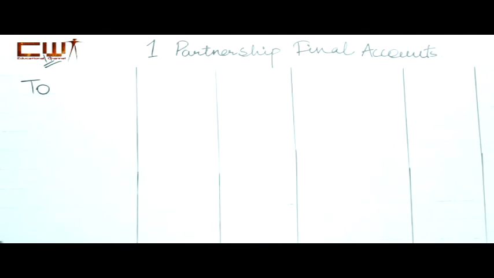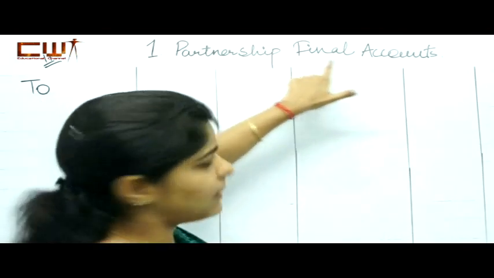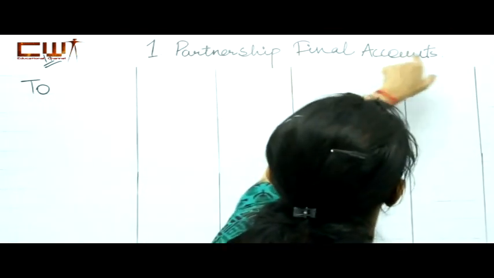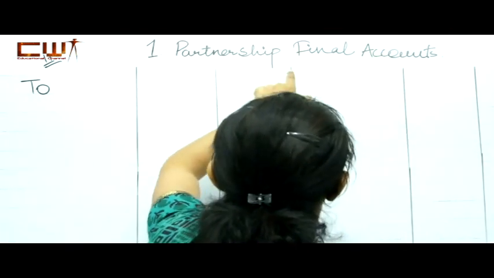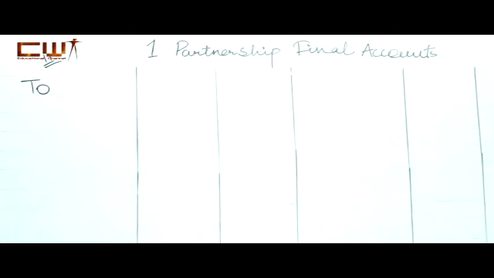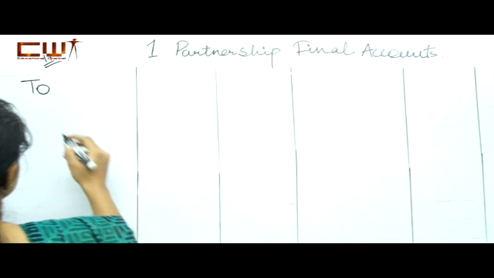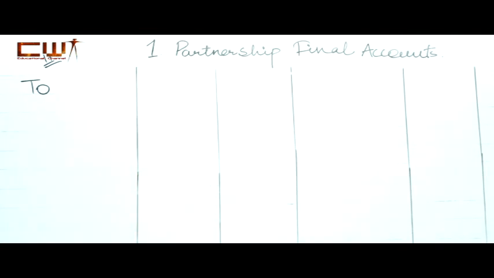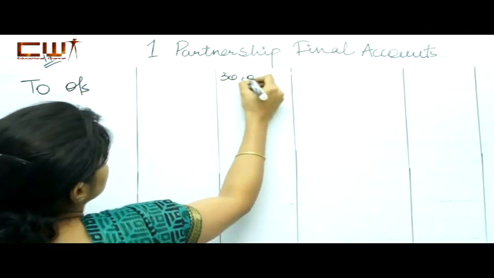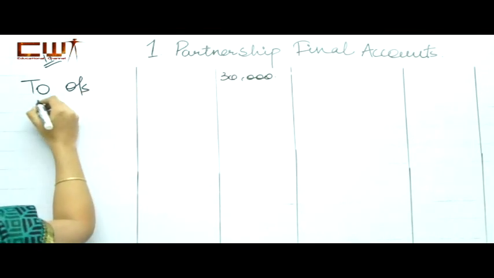First we will make the trading and profit and loss account. It is in the books of Santosh and Vaibhav, trading and P&L account for the year ending 31st March 2010. Capital accounts, you won't take. Purchases and sales are given to you and you have returns given with it, right? First you will mention the opening stock, that's in order. Opening stock is 30,000. To opening stock 30,000, right?